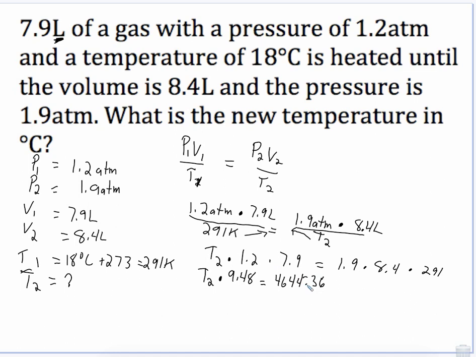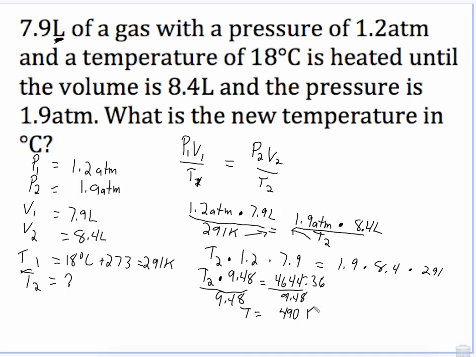All right, so I get T2 times 9.48 when I multiply those two together equals 4644.36. Did people get that? Now I'm going to divide both sides by 9.48, to isolate T2. I'm basically going to take what I got on my calculator and divide by 9.48. Now I get that T2 equals 489.9. I'm just going to round it to 490. Is that okay?